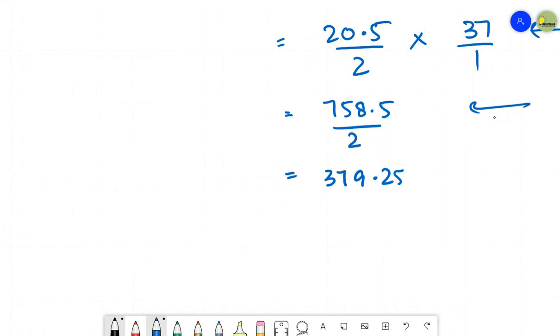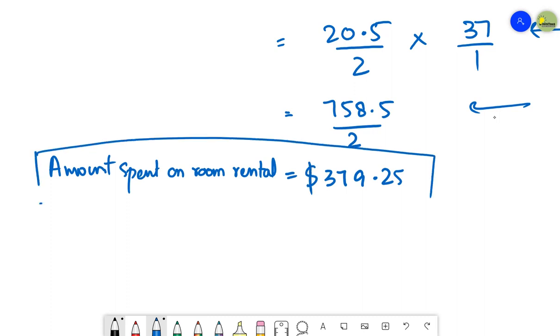We can say that this is the amount spent on room rental. This is not in terms of percentage. From the given percentage, we have calculated the exact quantity. This was the first thing that is important in order to solve the question.